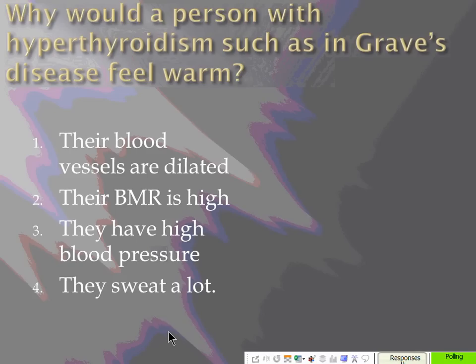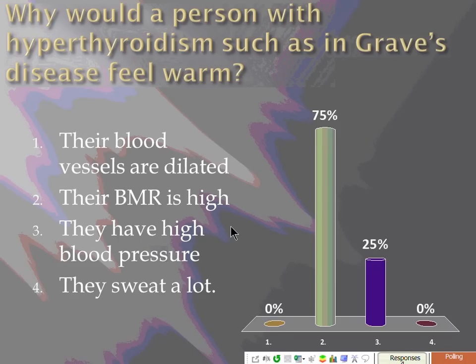Okay. Why would a person with hyperthyroidism, such as in Graves' disease, feel warm? The correct answer is yes, their BMR is high. All of these things do happen, but that's not why they feel warm. They feel warm because their metabolism is more. So the basal metabolic rate is increased a lot. When that is increased a lot, then automatically more heat is produced, which is why they feel warm.